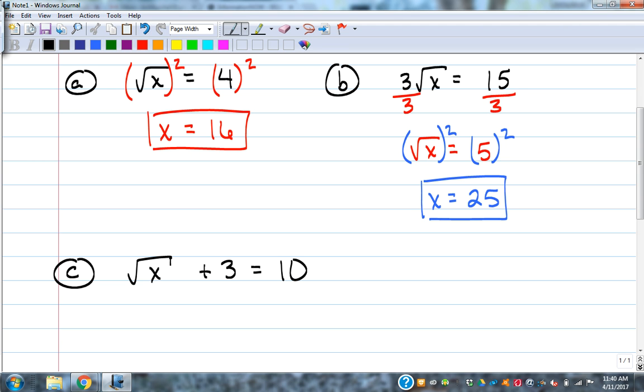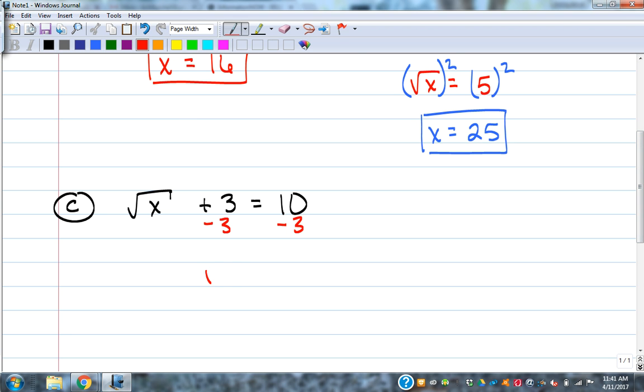All right. Example C, square root of x plus 3 is equal to 10. All right, so we're trying to get the square root by itself. The plus 3 is in the way, so we're going to move it by subtracting 3. So we get square root of x is equal to 10 minus 3, which is 7. And then to get rid of the square root, you square. 49.